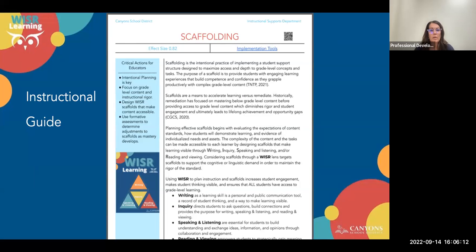And I want to go from there into my instructional guide and talk about the scaffolding piece in there. One thing I can't leave before we say is this piece right here where it says instructional planning is key, intentional planning is key. You can't expect to have good scaffolds and use WISR instructional pieces if you don't plan for them.